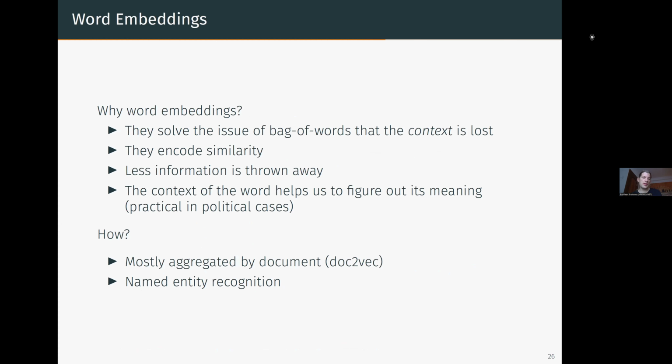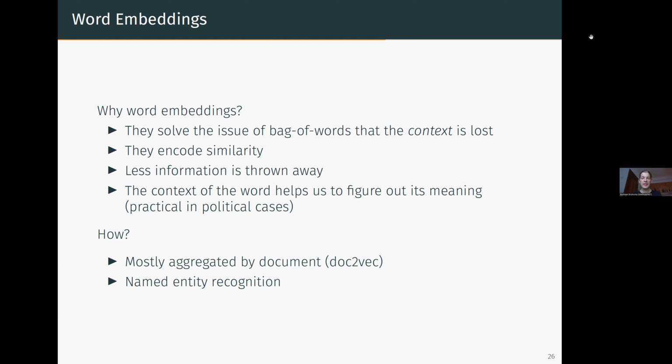So why would we use these word embeddings? The good thing about word embeddings is that they solve the issue of bag of words, where the context is lost. This was one of the main complaints. I remember when you talked about text analysis, the first thing people said was that bag of words is a very heavy assumption. Am I actually willing to take that? Am I willing to throw away all that context? No, we don't have to. They encode similarity, and less information is thrown away, so we capture more of what's in that text.